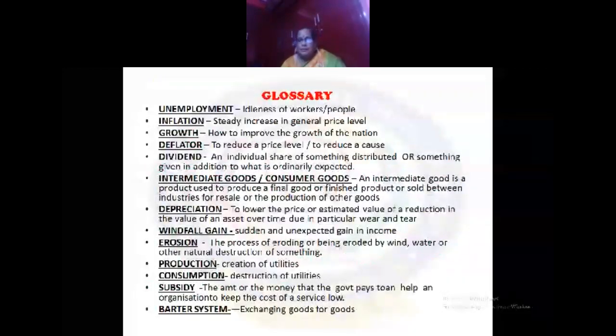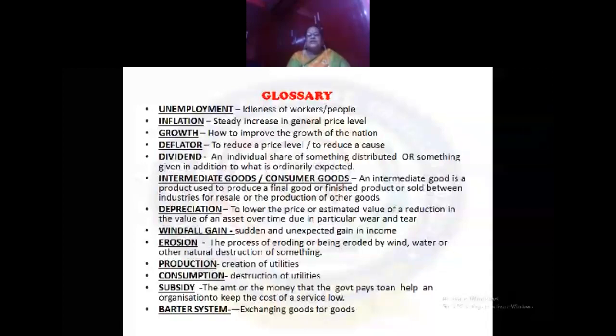Here is the glossary which has been given by me. Please make a note of it. I'll send you the PPT also. Unemployment means idleness of workers or the people. Inflation, a steady increase in the general price level. Growth, the growth of the nation. Deflator. To reduce the price level is deflation, just the opposite of inflation.